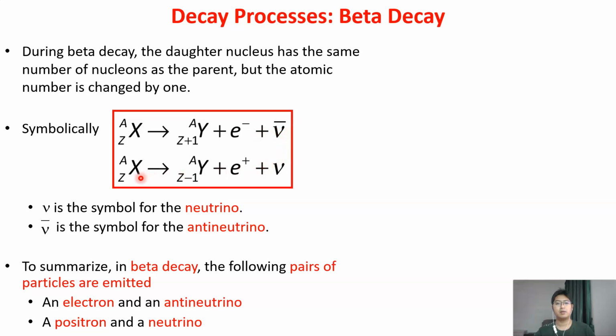Or if the decay releases the positron, then it must be together with a neutrino. The symbol ν is the symbol for the neutrino. ν bar is the symbol for the antineutrino. To summarize, in beta decay, the following pairs of particles are emitted: an electron and an antineutrino for the first equation, and then the positron must be emitted together with the neutrino.